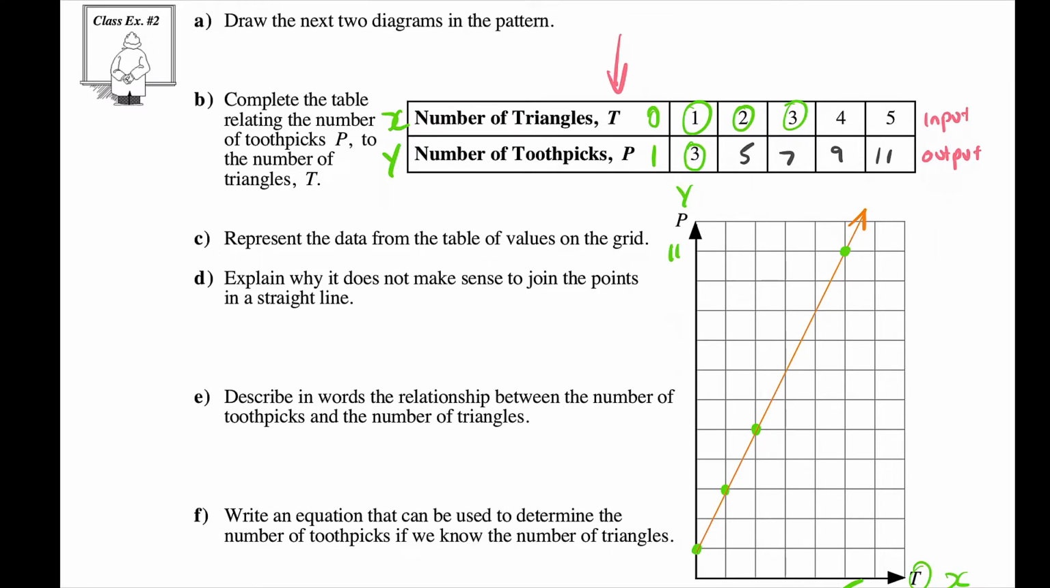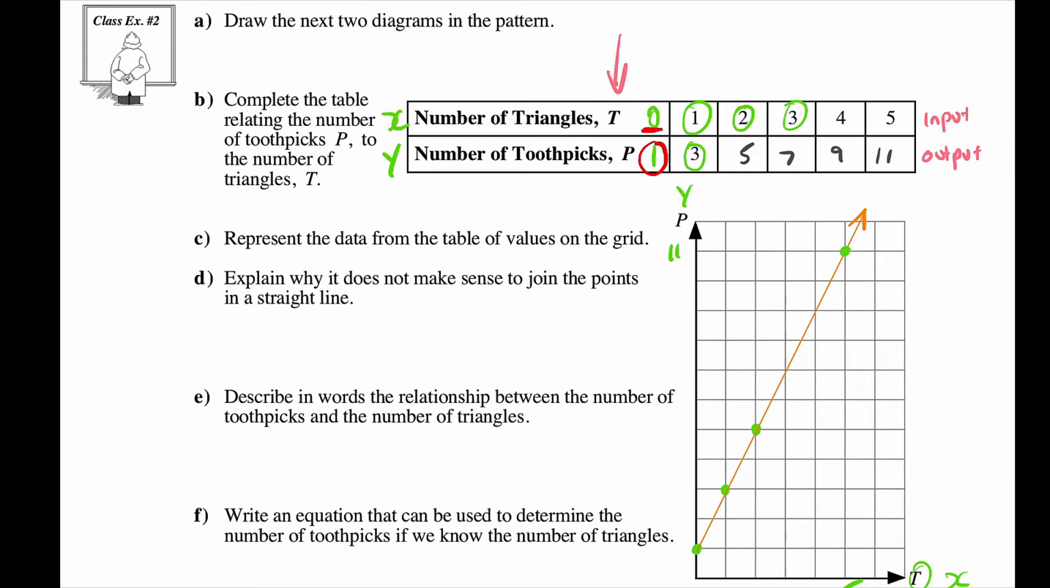All right, part E says, describe in words the relationship between the number of toothpicks and the number of triangles. So let's take a look at this. If we're taking the number of toothpicks, which is 3, and the number of triangles 1, basically what we're doing is doubling the number of triangles and adding 1. Okay, so we're taking the x value, doubling it, then adding 1. So that goes back to here where we're getting the 1 from. That's where we started when it equals 0.